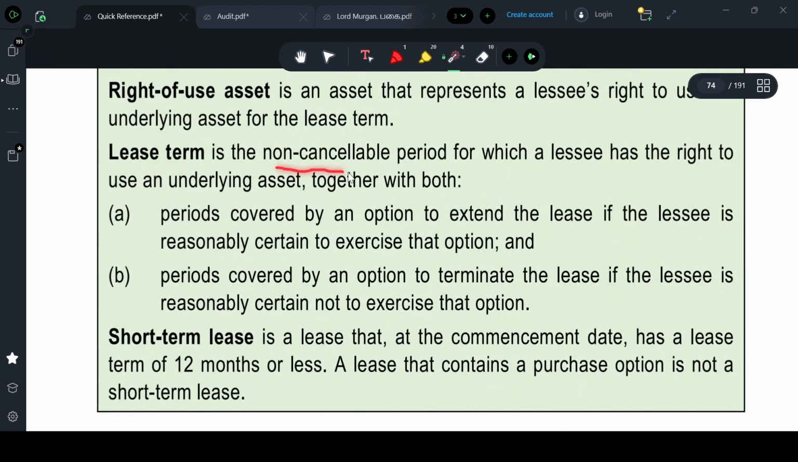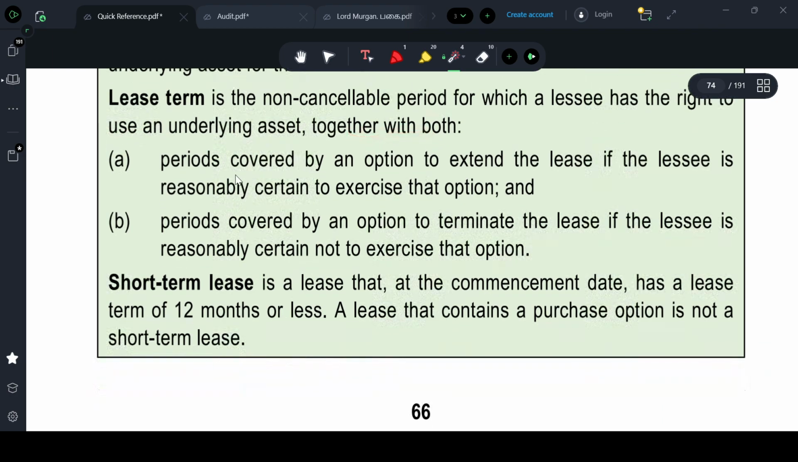Lease term. What is lease term? A non-cancelable period in which the lessee has a right to use the underlying asset. Together with both periods, it covers an option to extend the lease if the lessee is reasonably certain to exercise the option. Sir, for the respective period of time, I have an unconditional right to use the asset without any break in the period. Then that is a lease term. The period covered by an option to terminate the lease, if the lessee is reasonably certain not to exercise the option. Sir, up to this period, you have a right to use the asset.